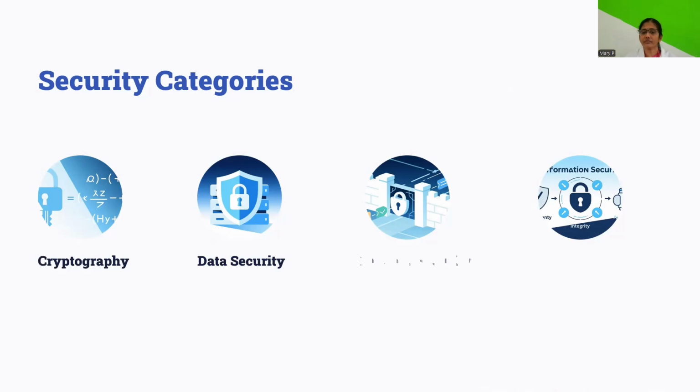Then the third one is network security. Network security is the protection of data on the network during the transmission or during the sharing period. That is called network security. And the fourth one is information security. This information security is used to protect the confidentiality, integrity, and availability of the information assets, whether it is in the storage or in the processing level or in the transmission. That is called information security.